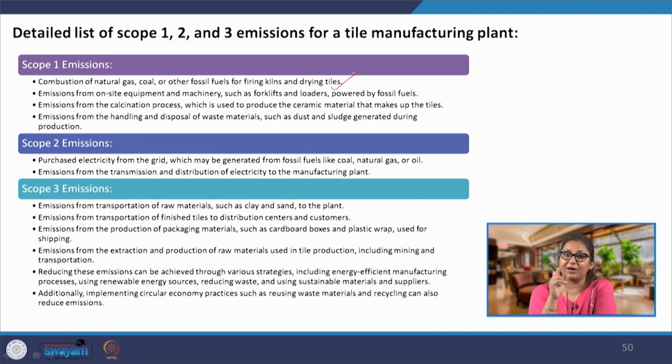So, the emission factor of electricity might vary, but we will put electricity in scope 2 emissions. Then again in scope 2, emissions from the transmission and distribution, T&D losses of electricity, can be counted as part of the emission factor of electricity.